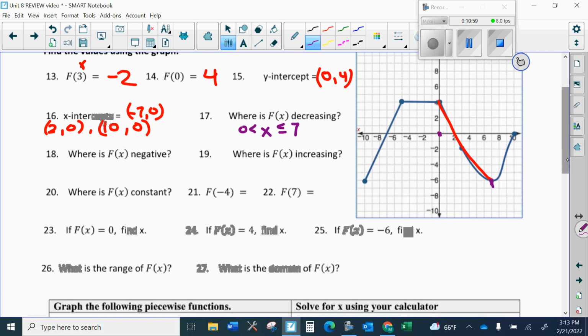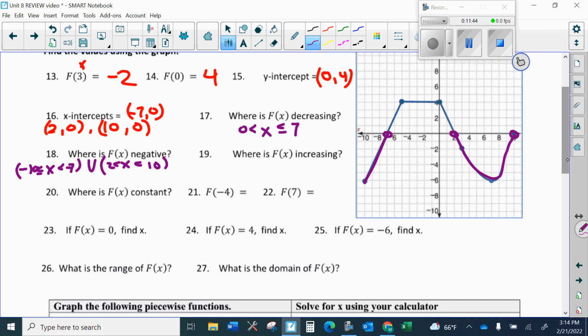Where's the function negative? Well, it's negative from there to there, not including. So those would be open circles right there because it doesn't include 0. It's negative. And again, it's only asking where the x values are. So from -10 to -7, not including -7. Okay, union, which means we got another one. From 2 to 10. X is greater than 2 and less than 10. It's not going to include either of those because those would be right at 0.